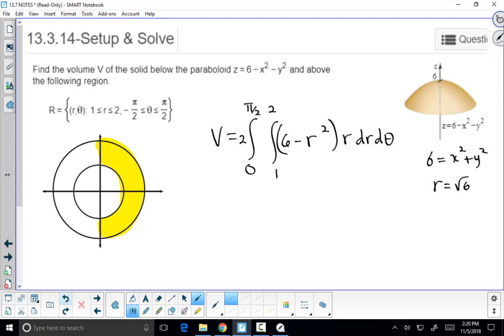And so now to integrate this, as was pointed out, there's no theta, so we could collapse the outside: pi over 2 times 2 is pi. Then we integrate this, we'd have 6r, so we'd get 6r squared over 2 minus r to the 4th over 4. Plug in 0 and plug in 1 and 2. Take the difference. How far can you go in your head? All right, so that is a volume using polar. That's a great example.